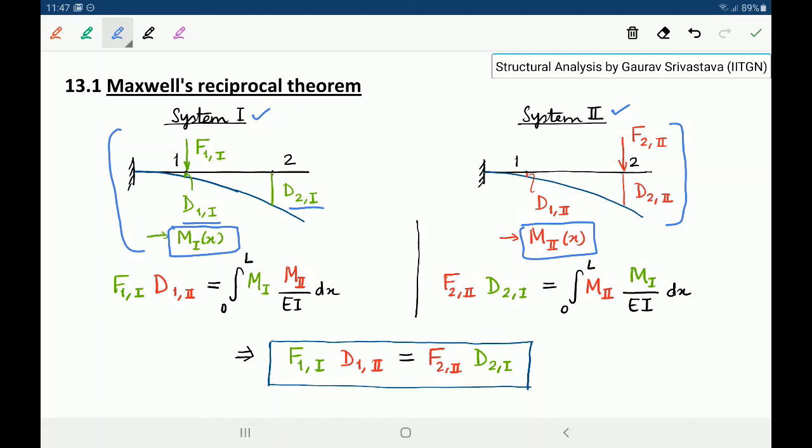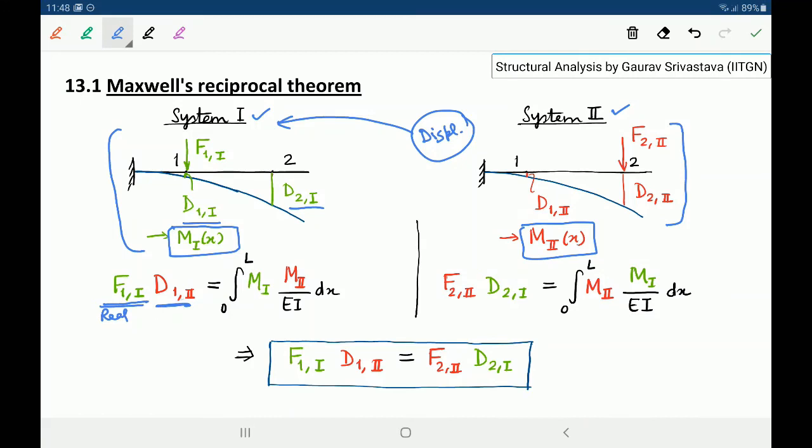Now we can consider, let's say, system 1 as real and system 2 as virtual, or vice versa. Or we can just call them system 1 and system 2, and then we can write the principle of virtual work. So if we were to take displacements from system 1 and impose them on system 2, it's like we are doing a principle of virtual displacement type of thing.